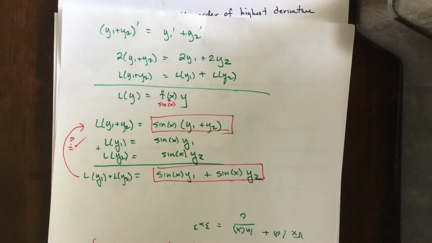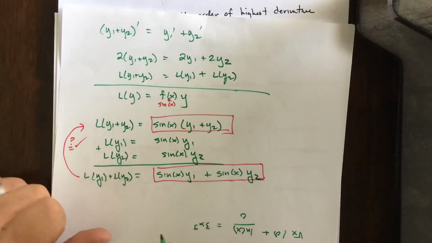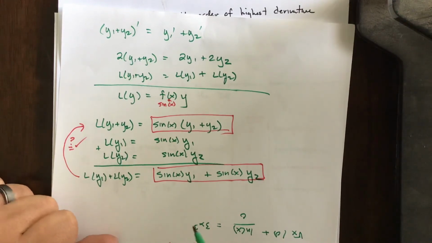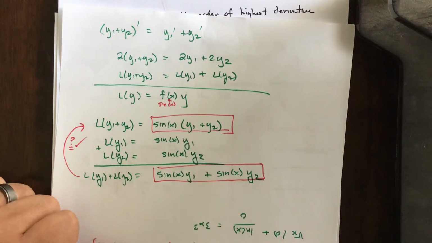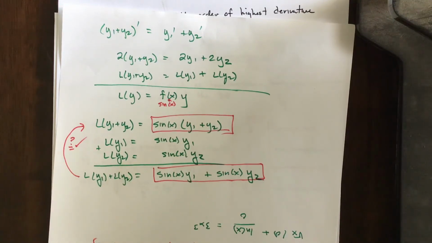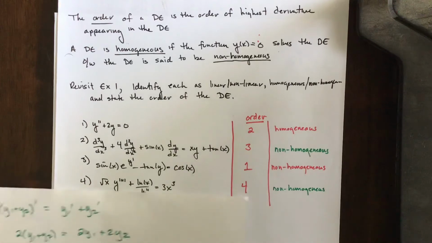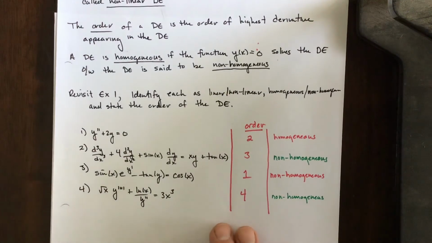What if you picked cosine x? What if you picked e to the x? What if you picked x or x squared or x cubed? Does that change the basic overall process of showing that this is a linear operator? And the answer is no. It doesn't matter what function of x I put right here, this will be a linear operator. So that will make things go a little quicker.